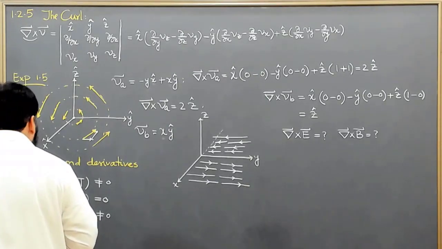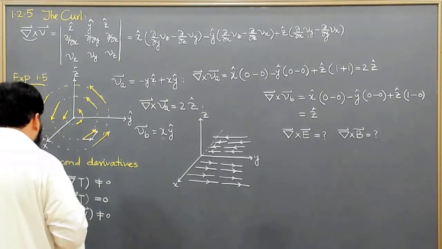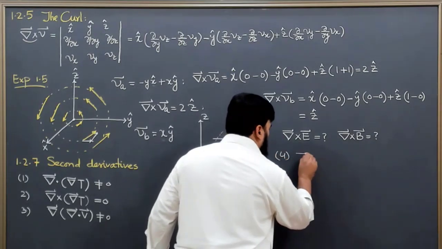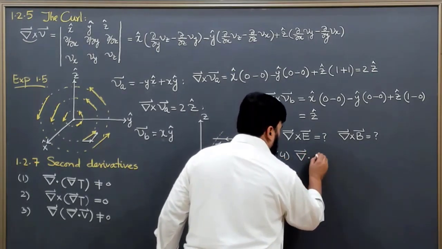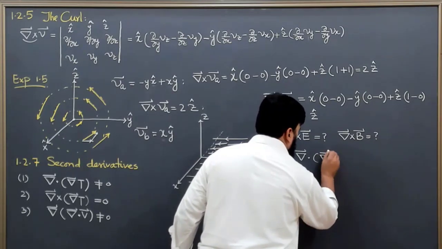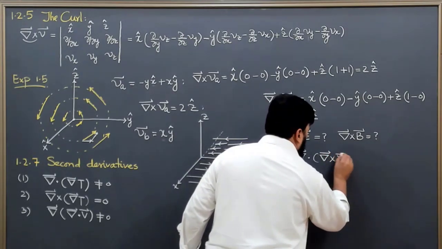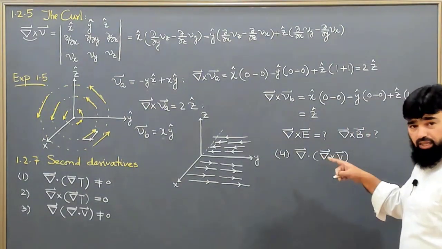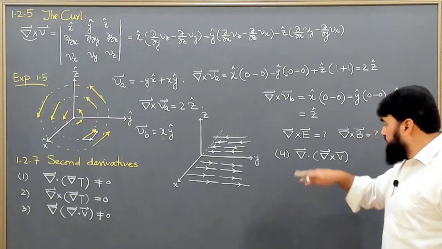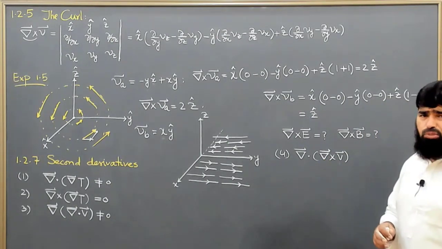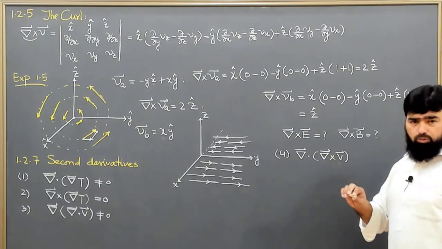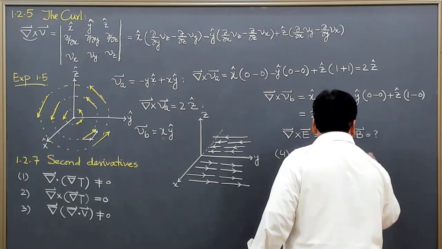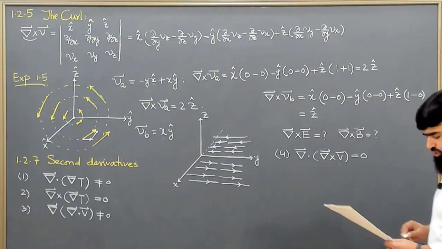Then the fourth is the divergence of a curl. So it is meaningless. Look here, if we are having a vector V and it is curling, and then of that curling thing you take the divergence, then it is meaningless. It means it will never diverge, because it is already curling. It means that this thing will always be equal to 0.